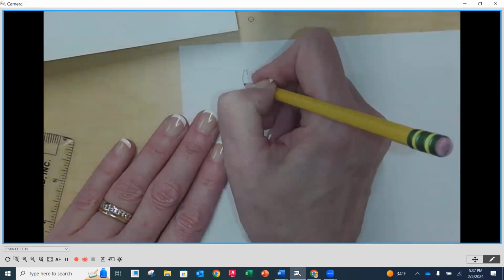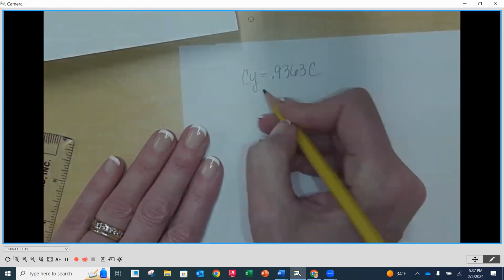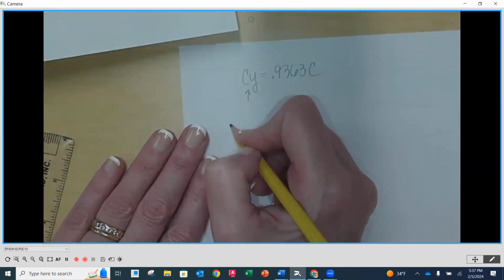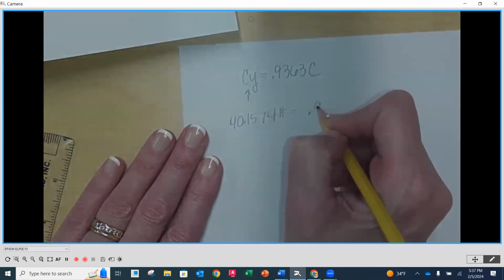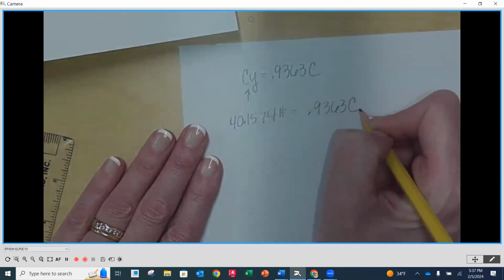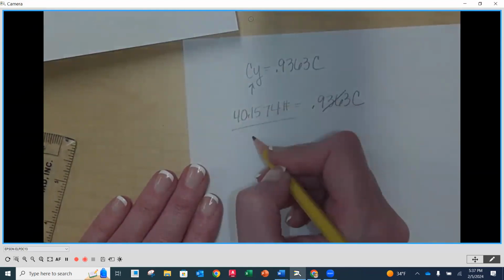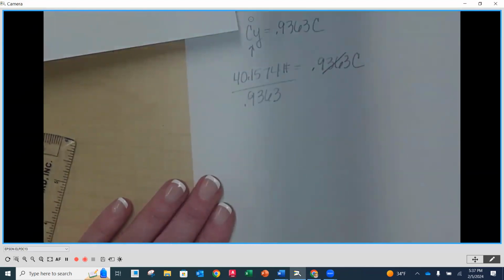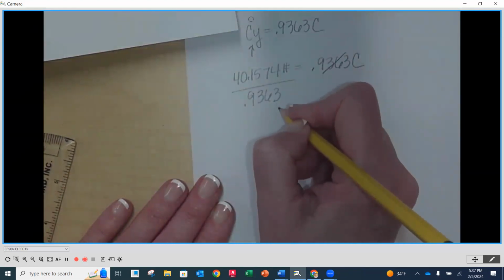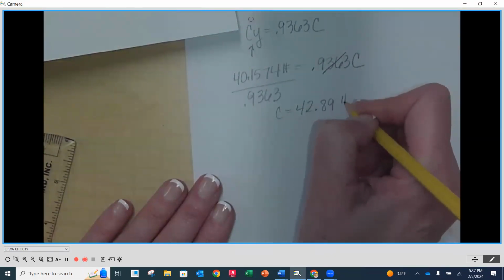So we know that CY is equal to 0.9363 C. And we can then say that 40.1574 pounds is equal to 0.9363 C, right? So now solving for C, I'm going to divide both sides by 0.9363. And we should get C is equal to 42.89 pounds.